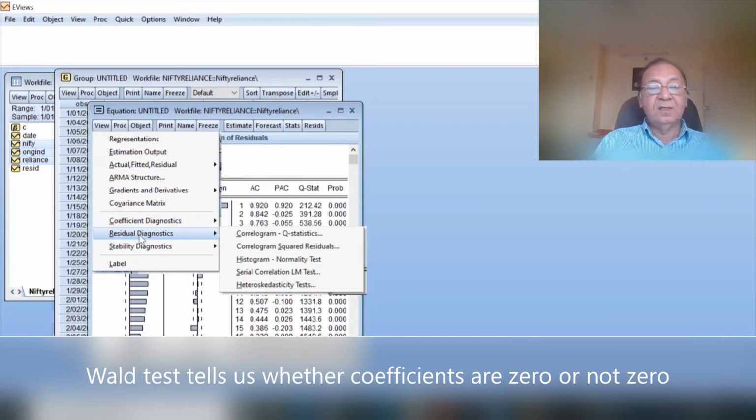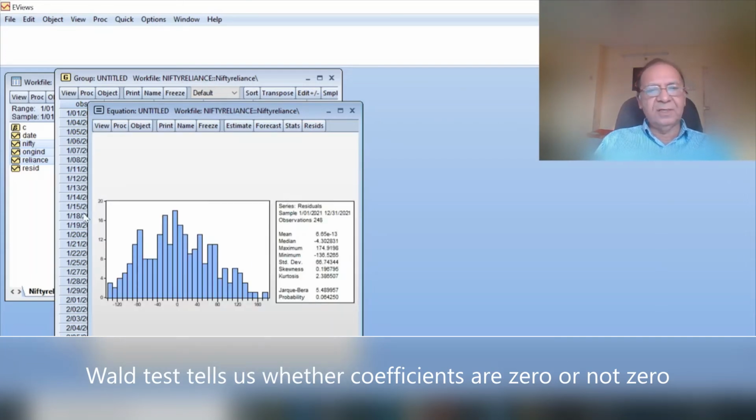Next one, we will see the histogram, that is the normality test, whether our residuals are normally distributed or not. Now see the normal distribution. It appears to be normally distributed, but there are some gaps somewhere.